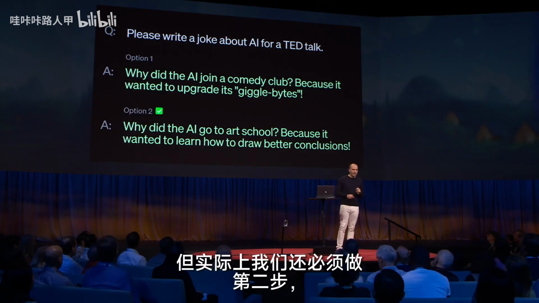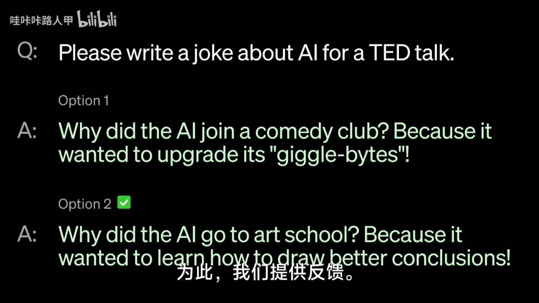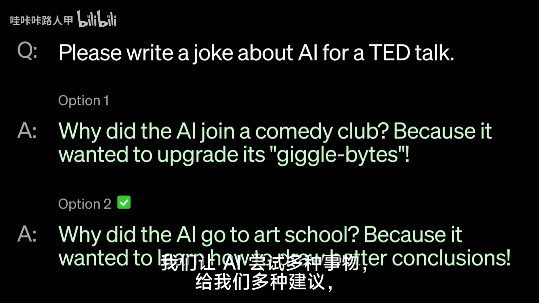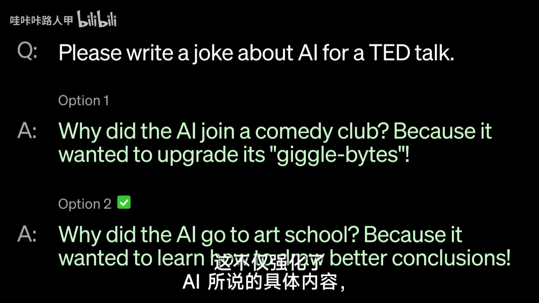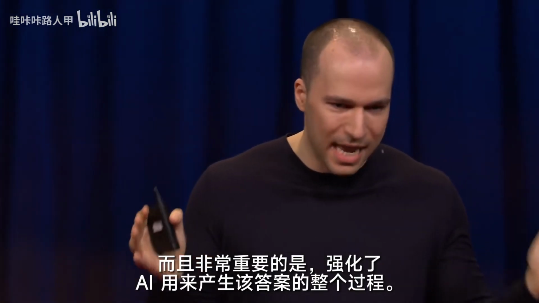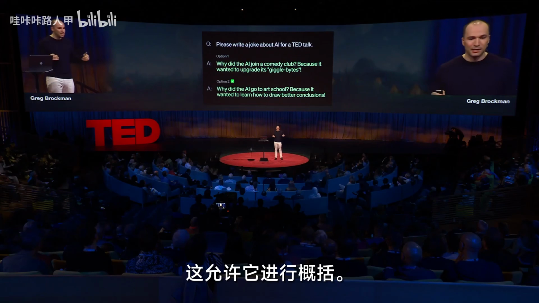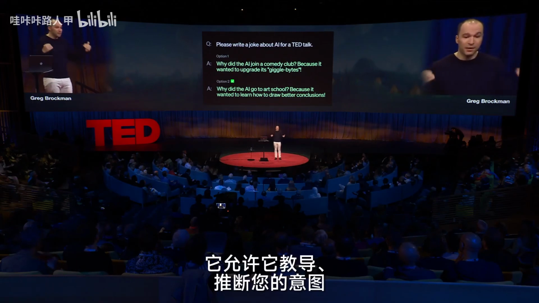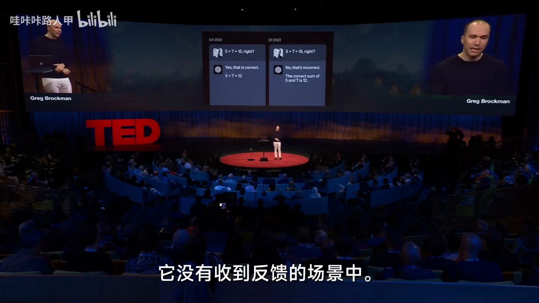But we actually have to do a second step too, which is to teach the AI what to do with those skills. And for this, we provide feedback. We have the AI try out multiple things, give us multiple suggestions, and then the human rates them, says this one's better than that one. And this reinforces not just the specific thing that the AI said, but very importantly, the whole process that the AI used to produce that answer. And this allows it to generalize. It allows it to infer your intent and apply it in scenarios that it hasn't seen before, that it hasn't received feedback.